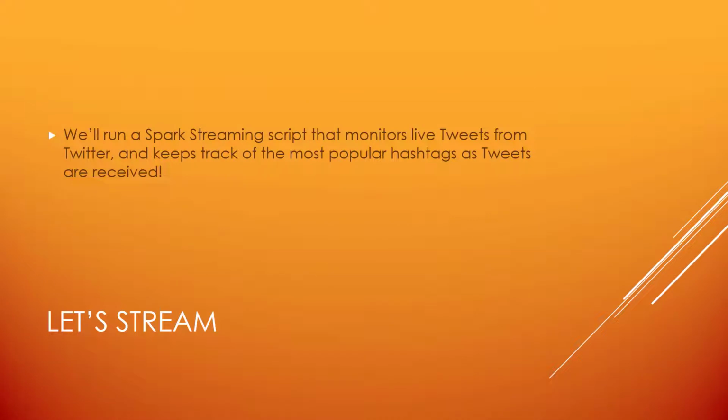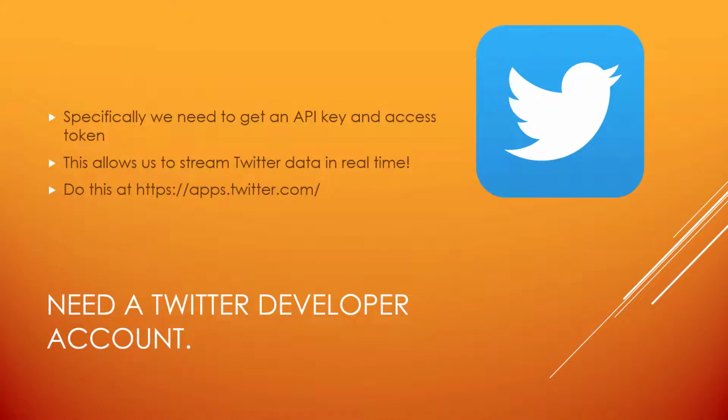So let's dive into a simple example here. We're going to run a Spark Streaming script that just monitors live tweets from Twitter, and we will keep track of the most popular hashtags as we receive new tweets. To do this, we first need to set up a Twitter developer account. Now, some people have trouble doing this. It depends what country you're in, how you fill out the form, what kind of a mood Twitter is in, quite honestly. So I'm not sure you really want to go through this yourself.